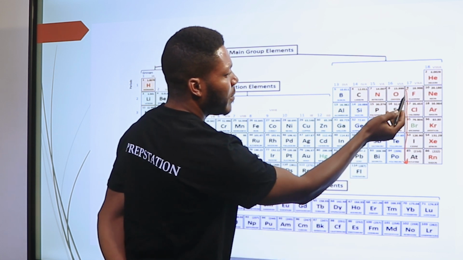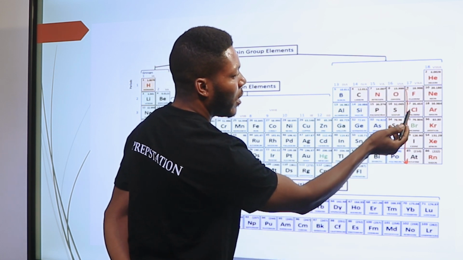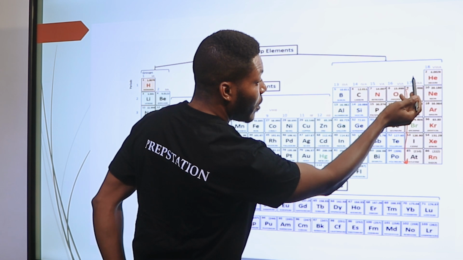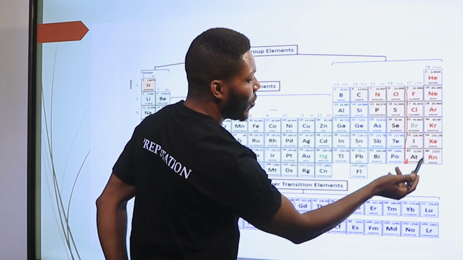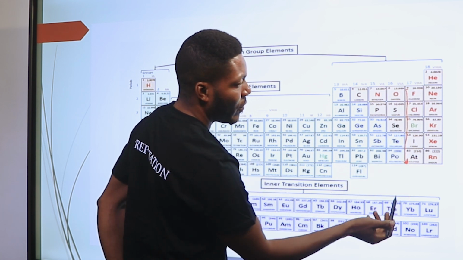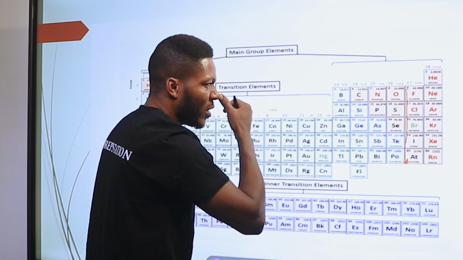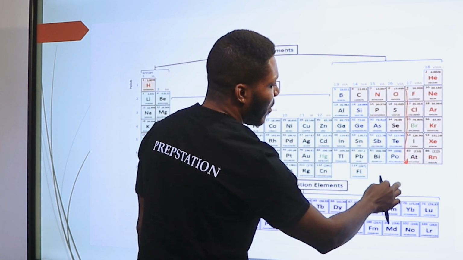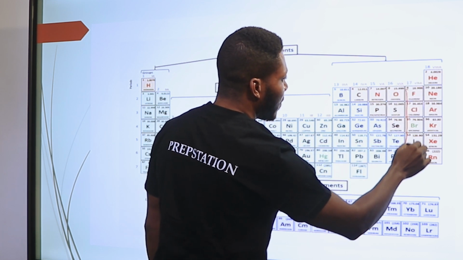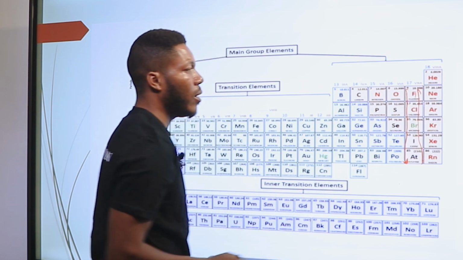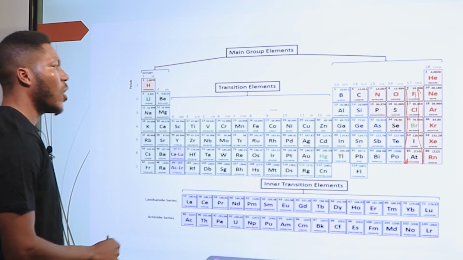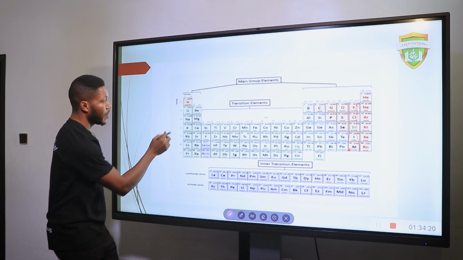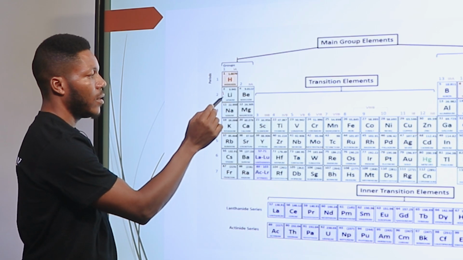All right? Fluorine is more reactive. Chlorine is less reactive. Bromine is less reactive. Iodine is less reactive. So the reactivity of non-metals decreases down the group, but increases up the group. Don't forget that. Most reactive, less reactive. When it comes to metallic character, the same thing applies for reactivity.